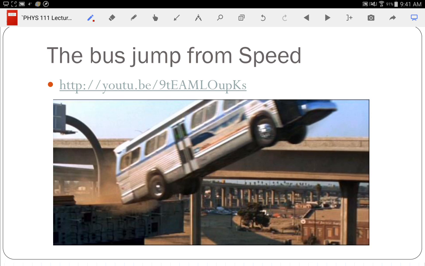However, a quick glimpse at the Speed DVD's special features makes it clear the landing would most likely wreck the bus, not to mention we haven't thought about wind resistance or the bus's rotation. Is it entirely absurd? It is entirely absurd, and here's why.